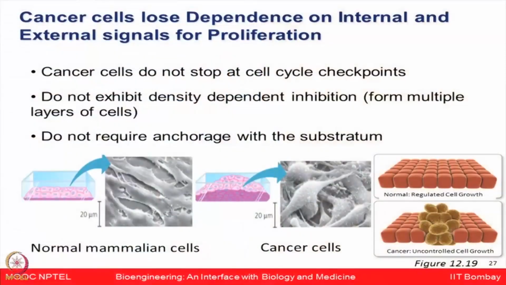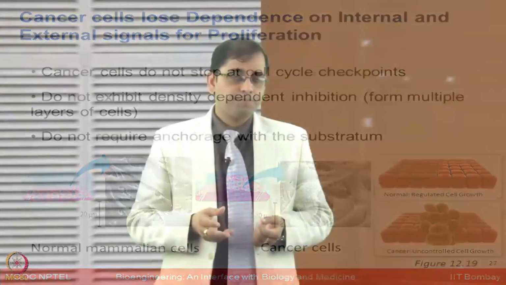It is a way for growing the cells. Again, this is not obeyed by cancer cells. So, now let us look at what happens in the case of the cancer cell, which loses dependence on the internal and external signals for proliferation. Cancer cells do not obey the normal rules of the cell cycle. They will not stop at the cell cycle checkpoints.